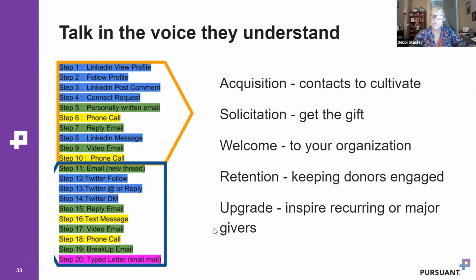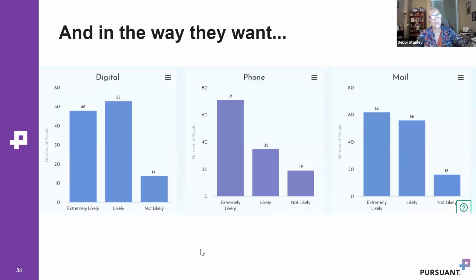So you want to talk in the voice they understand, but I would challenge you, you also want to talk in the way they understand. I have one organization, and they send me an email every week, and honestly, this is their cadence. They send me an email every week, a direct mail piece every month, and they never pick up the phone. That is lazy and a waste of time.